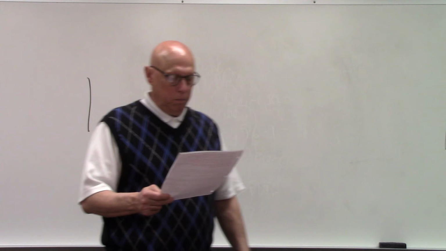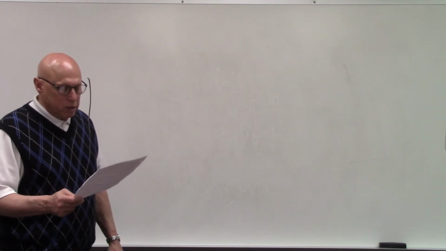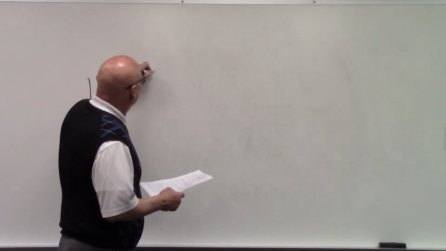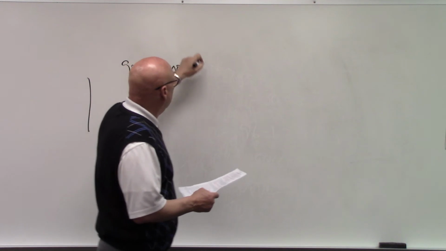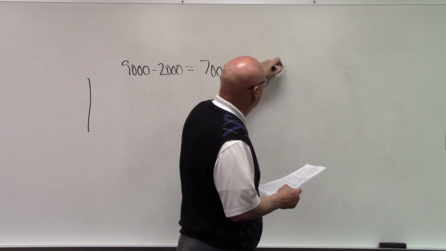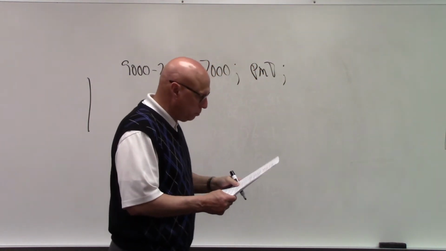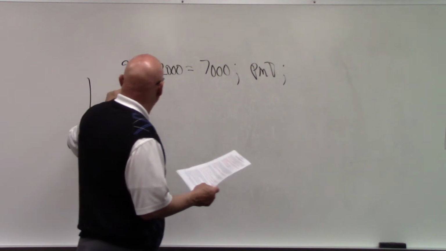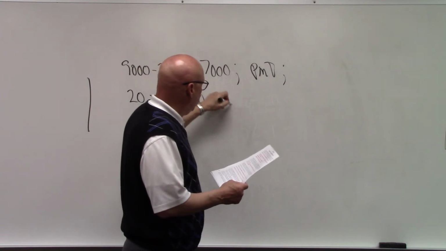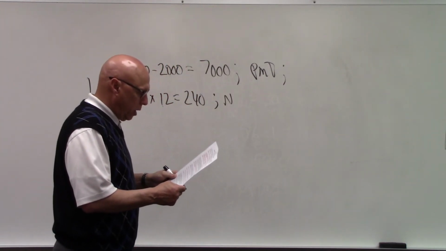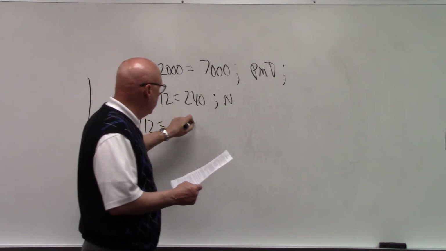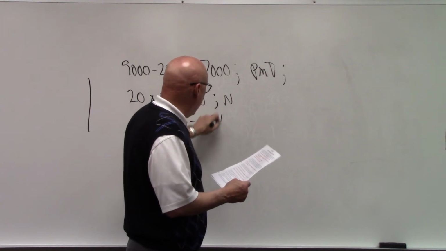Okay, so we need to find the present value of the payments. So 9,000 minus 2,000 equals $7,000. And that is a payment to yourself. Okay? And 20 years times 12 payments is 240, and that's your N. Okay? And 6 divided by 12 equals 0.5. And that is your I/Y.